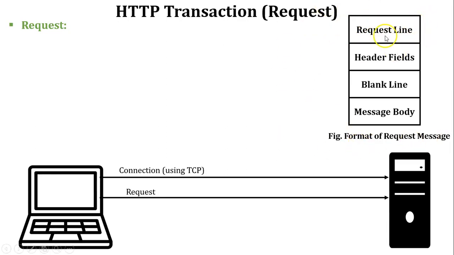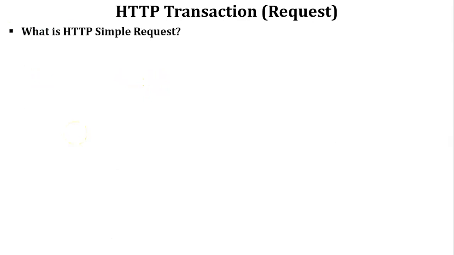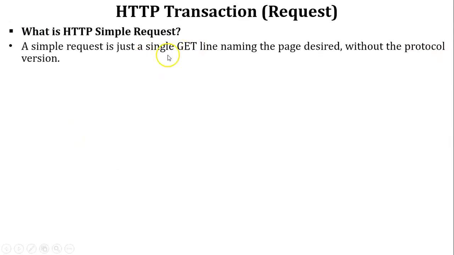Before discussing the request line, I want to share some information with you. There are two different types of request in HTTP. The first one is simple request and the second one is full request. Before discussing the request line, we will understand what a simple request is and what a full request is. First of all, what is a simple request? A simple request is just a single GET line. Here GET is the method of the HTTP request and the page desired, meaning the URL of the page, without the protocol version.